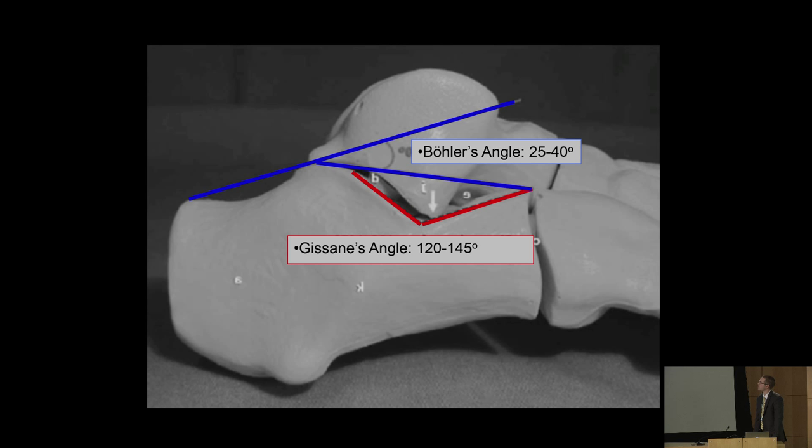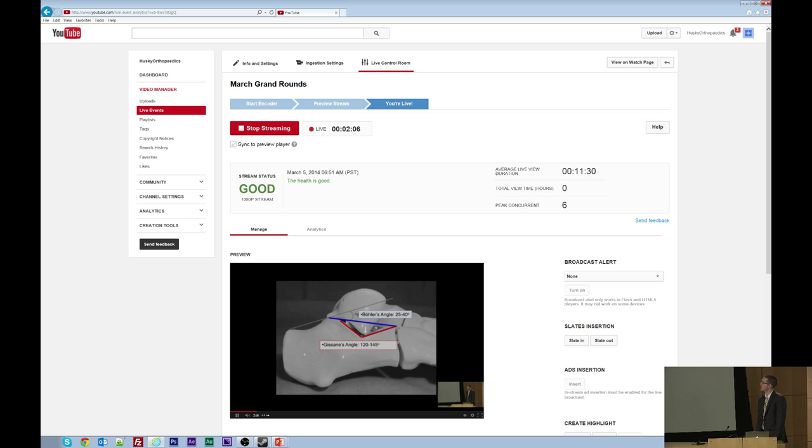Calcaneal dimensions, including height, width, and length, are also important. The height of the calcaneus is simply the superior to inferior distance of the bone. You can see on this x-ray of an injured calcaneus that the height is significantly decreased as the talus is driven inferiorly into the body of the calcaneus, displacing that posterior facet.